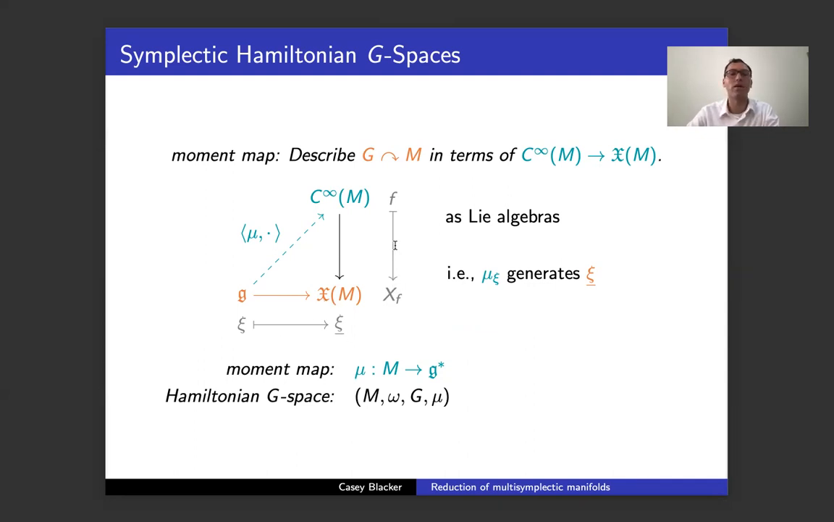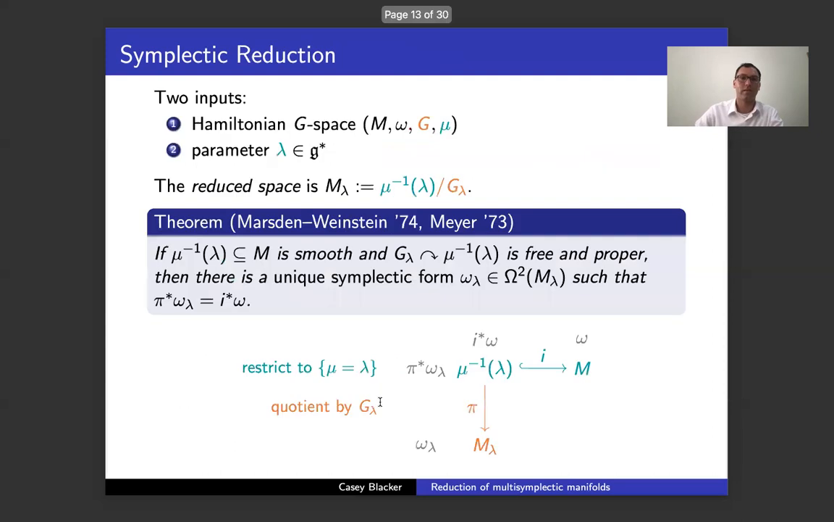And then all of this structure taken together, that is a symplectic manifold (M, omega) with a collection of symmetries G and the associated observables mu, is said to be a Hamiltonian G-space. And so this is the structure, the context that we want to extend to the multisymplectic setting. All right, so now we're in a position to say what we mean by symplectic reduction.